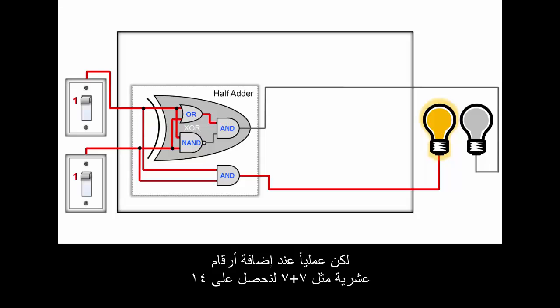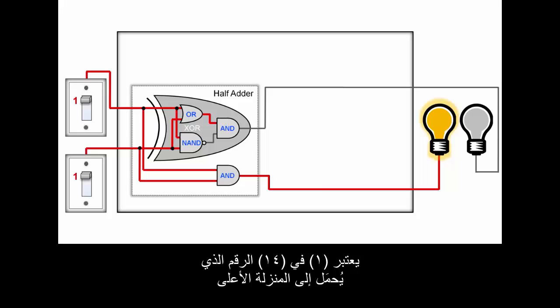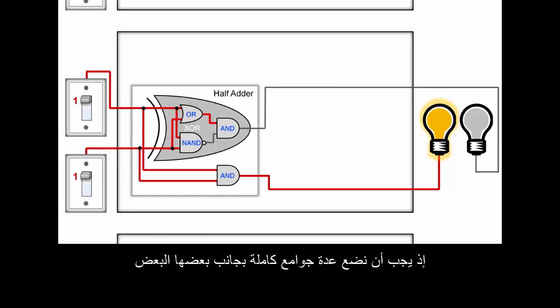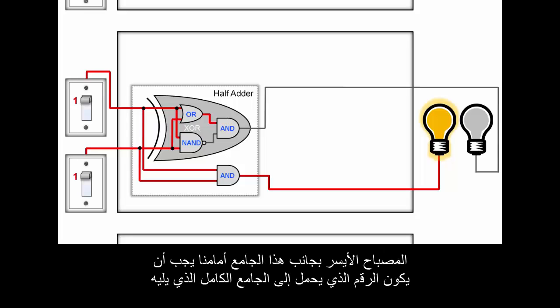In reality, though, when you add decimal numbers, such as 7 and 7 to get 14, the 1 is considered the number that has to be carried to the next column. And in fact, that's just how it works with binary as well. Normally you would have several full adders right next to each other. The left light bulb next to our full adder would actually be the number that carries to the next full adder.